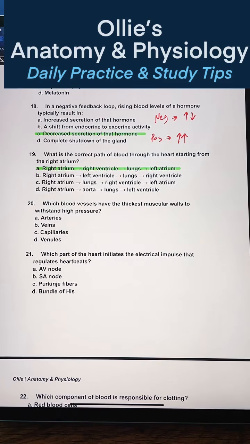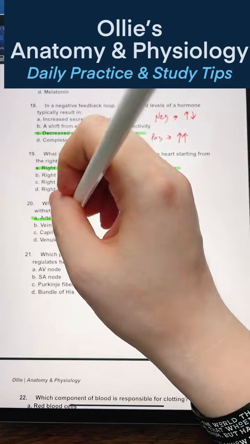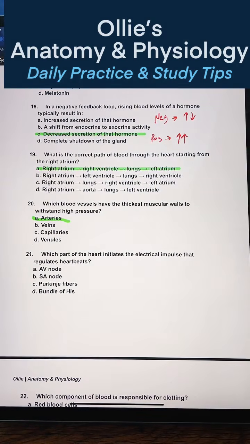But number 20, the answer is A, arteries. Arteries are able to withstand high pressure because the heart is pumping blood. It has to withstand the pressure.